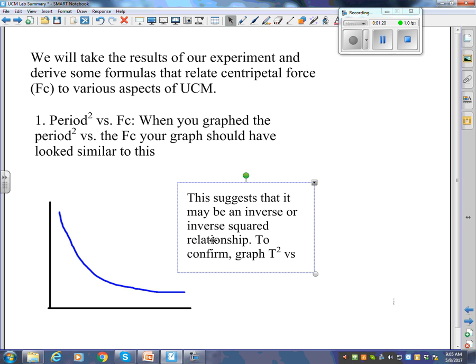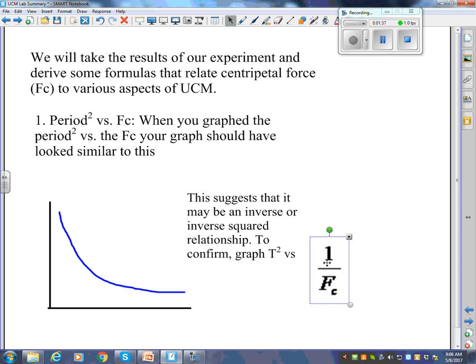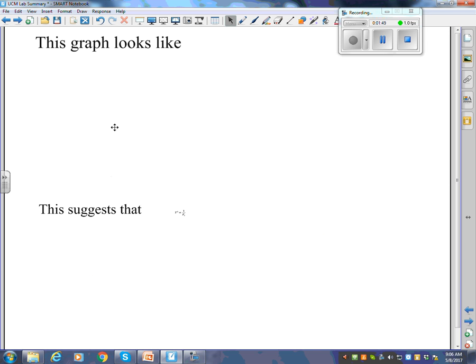Back in the long time ago days, before we had computers and graphing calculators and such, to find out what a relationship is, you had to sort of graph it and then adjust your equation and hope that you ended up with graphing a straight line. Okay, so what we're going to do is you graphed, I asked you to do this, we graphed T squared versus 1 over Fc. And if you get a straight line, then it tells you that it is an inverse squared relationship, because we've got T squared here. And then when you did that graph, you should have got that.